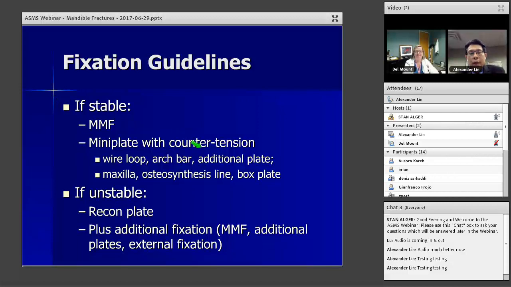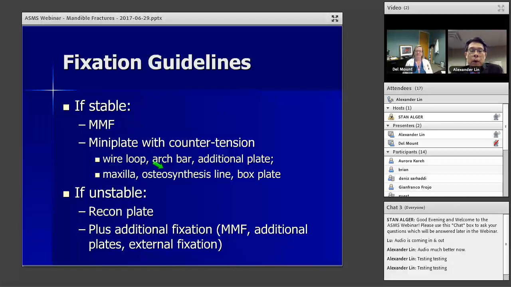And what is countertension? Well, countertension is, a single plate doesn't control the yaw around the plate, so you need some kind of countertension. Traditionally, you think of a wire loop around the teeth that are at the superior portion of the fracture, or arch bars can act as a countertension, or an additional plate. Really, though, there's 3 other ways to do countertension, and the 3 other ways are a box plate. A box plate is basically like a built-in countertension because now you're reducing yaw, or the maxilla. That's really MMF. So MMF in and of itself can be sort of a countertension, and an osteosynthesis line.